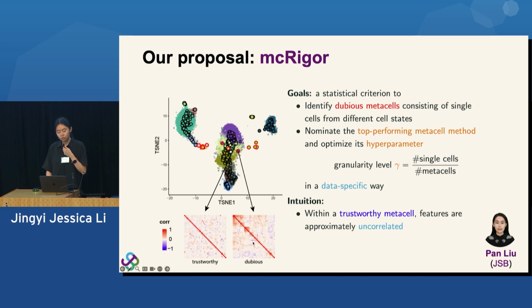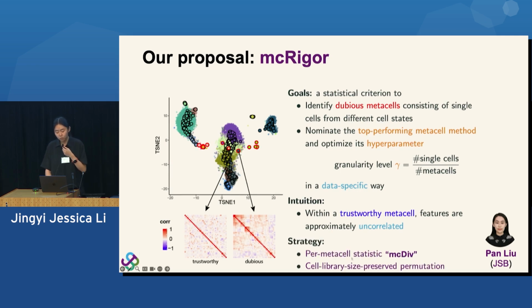The reason is we do not think the technical measurement noise should drive gene-gene correlations. On the other hand, the right gene-gene correlation matrix may indicate that the metacell is dubious, because here we see some block correlation structure that may indicate that the genes are correlated because of their biological signals, not just due to the technical difference. So in other words, we can compute one such matrix for each metacell and check whether the matrix is close to a diagonal matrix. That's the intuition. So for this, we propose a per metacell statistic called MCDIV, which stands for metacell divergence.